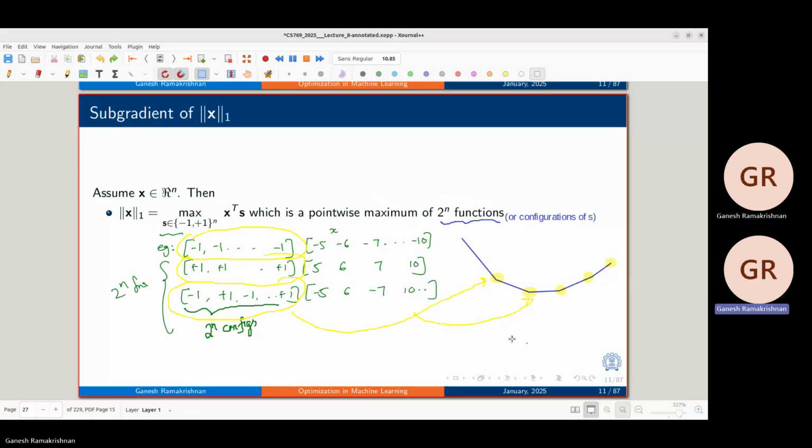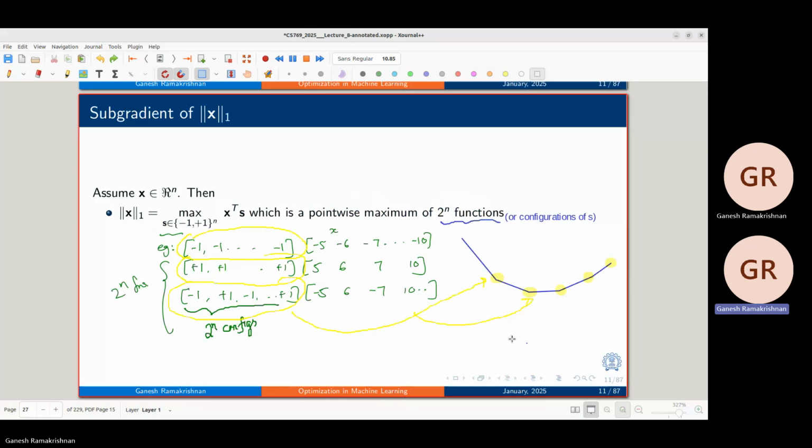So what do the kinks correspond to here? The kinks are the places where there is more than one active function. Sorry, active functions are everywhere. Here also there's an active function, but it's a single active function. Here there's a single active function. The issue is when you have these kinks where there are more than one active functions.